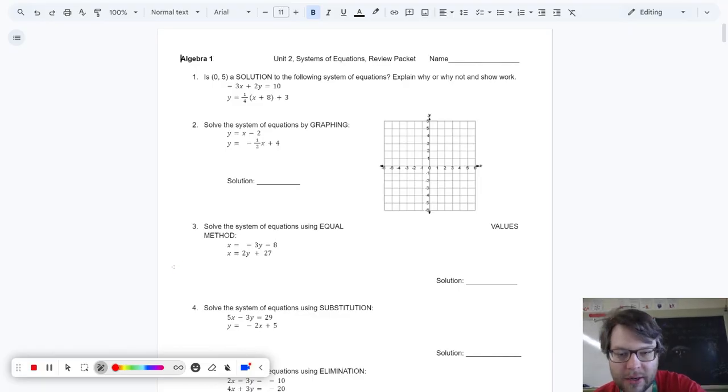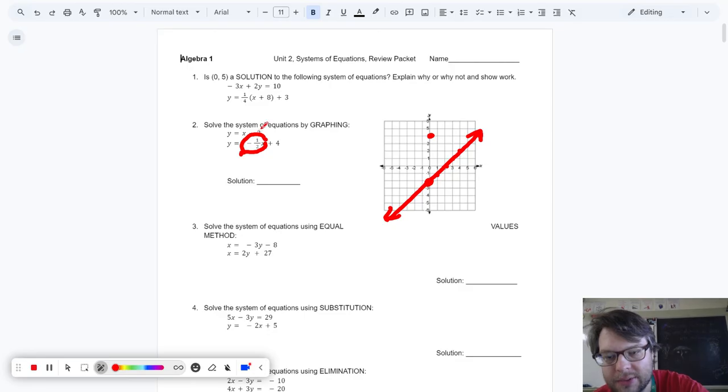All right, number 2, solve it by graphing. First, I've got y equals x minus 2. That has a y-intercept of negative 2, and it's got a slope of 1. Every point along this line has a y value that is 2 less than its x value. You can double check it for yourself. Every point on that line has a y value that's 2 smaller than its x value. When I look at the other equation, it's got a y-intercept of 4 and a slope of negative 1/2. So negative 1/2 tells me to go down 1 and 2 to the right. Down 1 and 2 to the right.